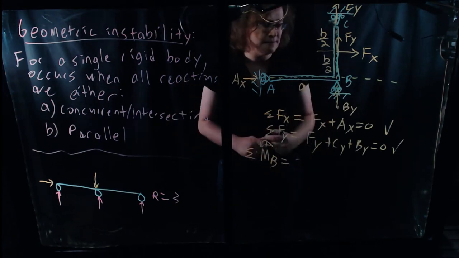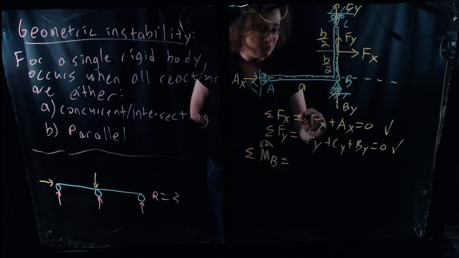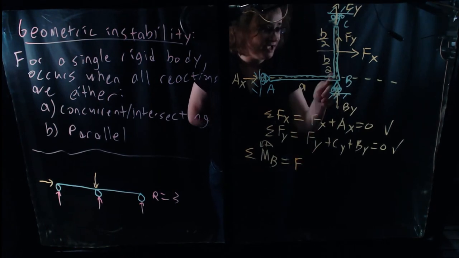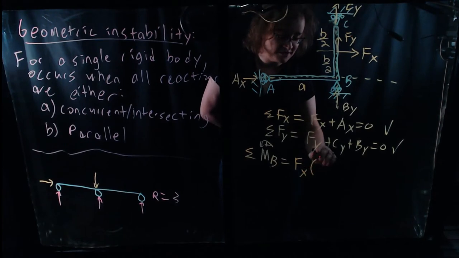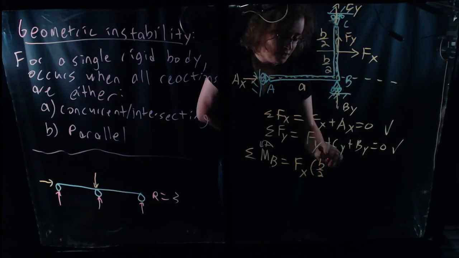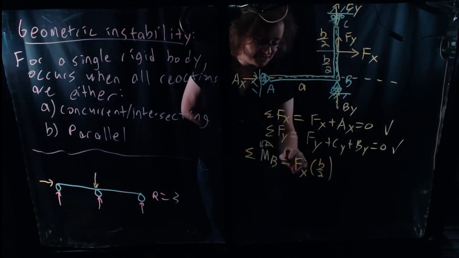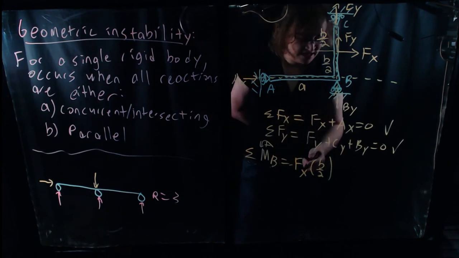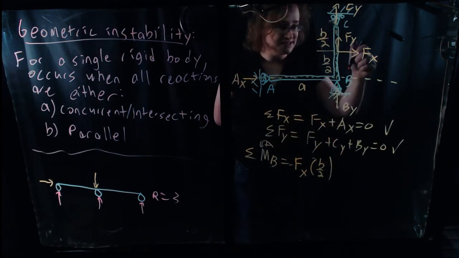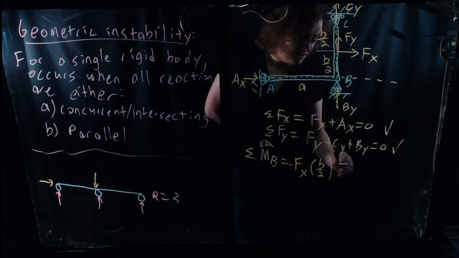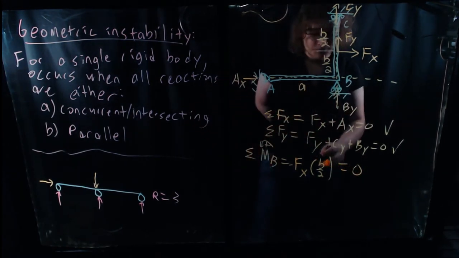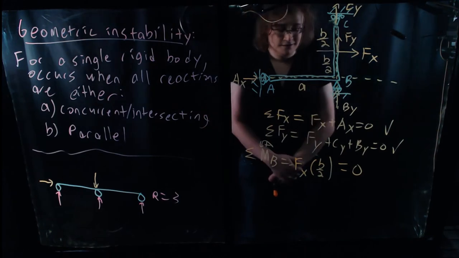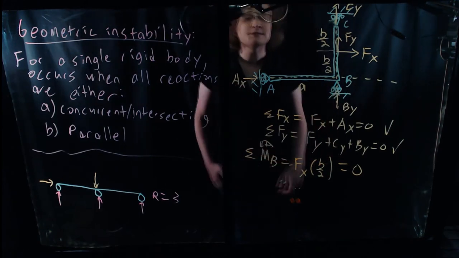So if I sum moments about B, I end up with Fx, the applied x force, times the moment arm, length of b over 2. And to be consistent, I suppose I should put a negative on it, because it's in the negative direction, because it's a clockwise moment. And all of this has to equal 0 because we're dealing with static equilibrium. Well, notice what I have here. I have an equation that ultimately cannot be solved.